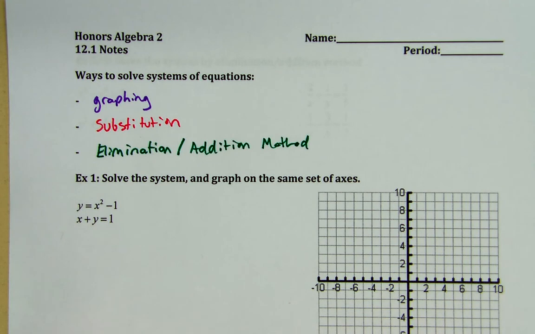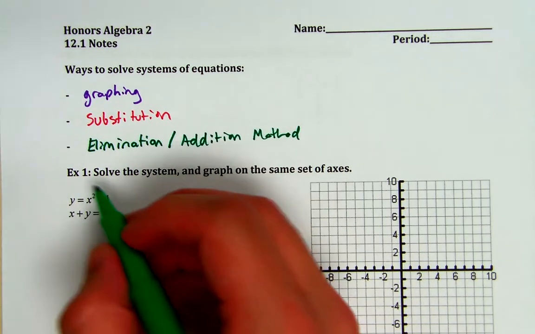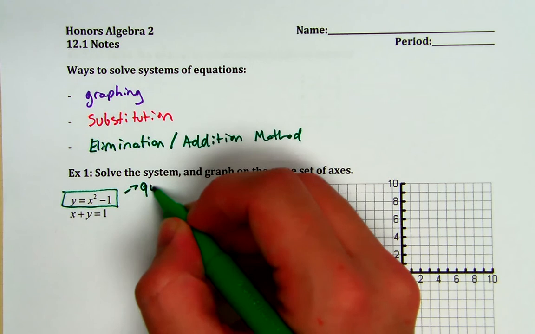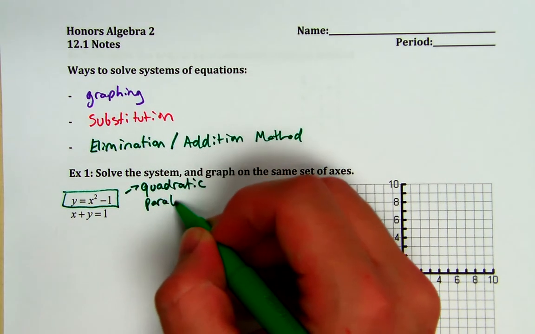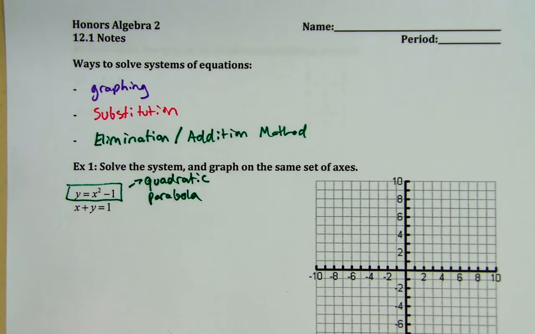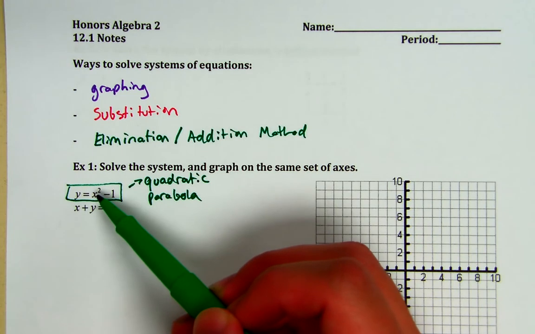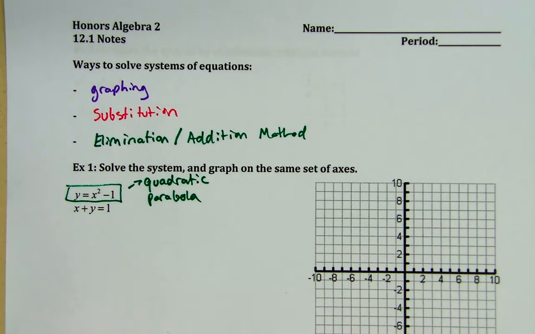All right, so this one says solve the system, then graph it on the same axes. First, we're just going to graph this one. Here we've got y equals x squared minus 1. We should recognize this as a quadratic right away. That makes a parabola. Now there are two ways you can do this. You can say, I know the vertex is going to be at (0, -1), because there's nothing with the x and there's a -1 outside.